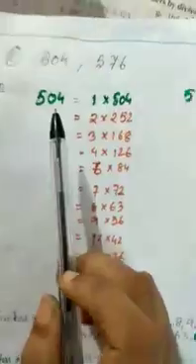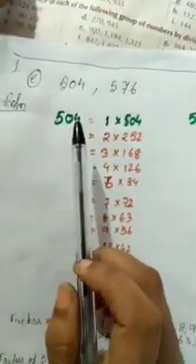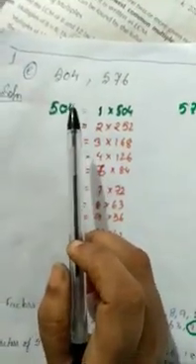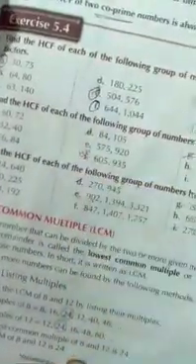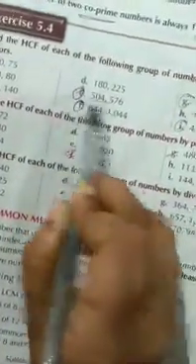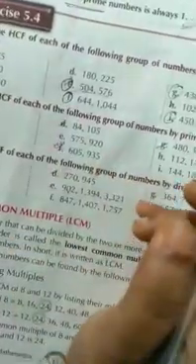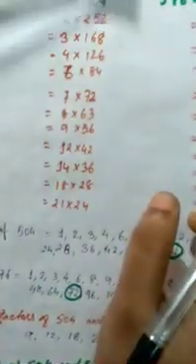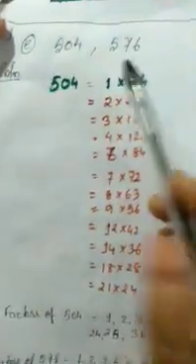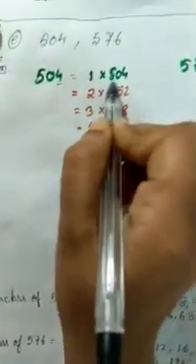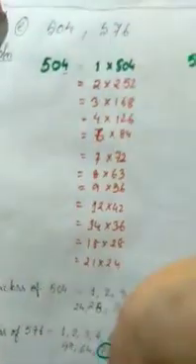Okay children, the rest of the numbers in your book you can do the same way: 64 and 80, 63 and 140. If you have understood, you can do all of this very easily. But this one, I am going to show as number 1. So 504 and 576, how will we do it? For 504, we have 1 times 504, it's coming the same.